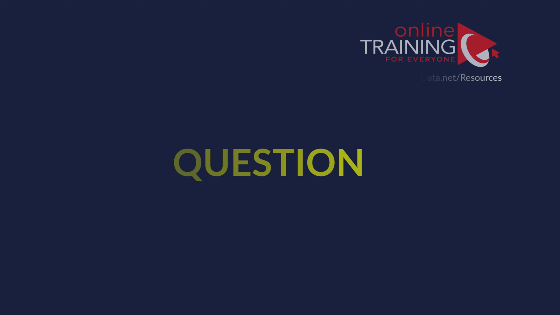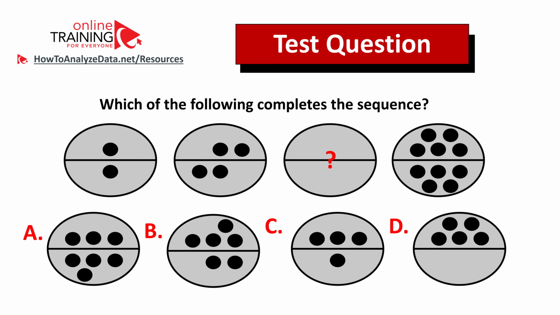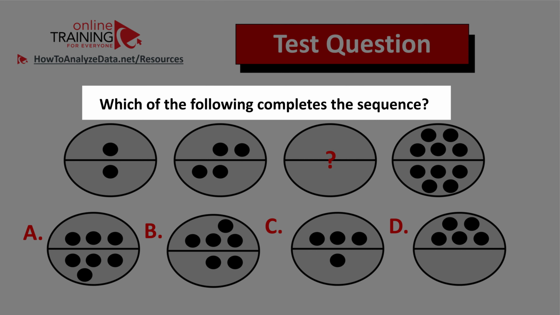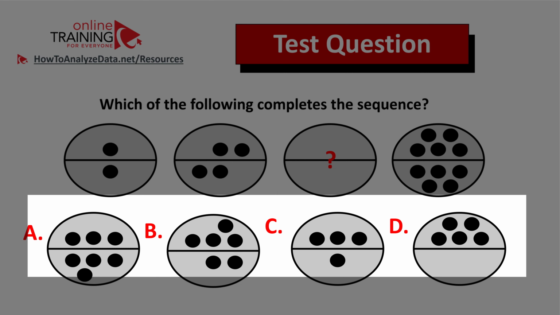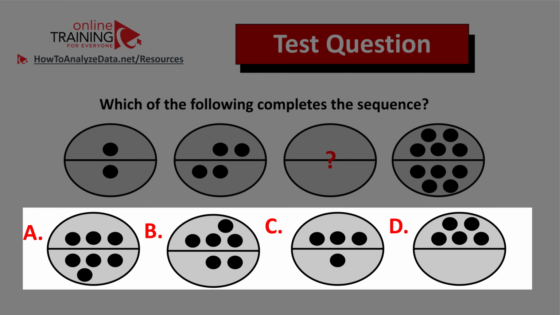Let me share with you a tricky question which tests your analytical and pattern recognition skills. Here is the question. Which of the following completes the sequence? You're presented with the sequence of 4 ovals and the third one is missing. And you have 4 different choices to choose from. Choice A, B, C, and D. All choices have similar ovals, just with different dots located in different places of the oval.